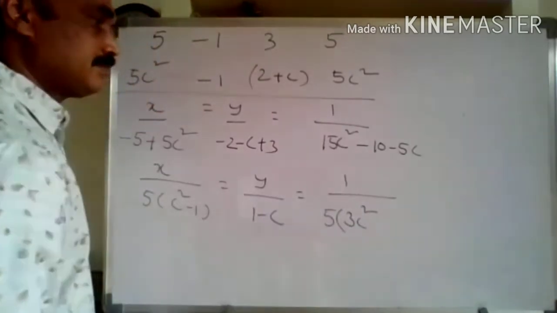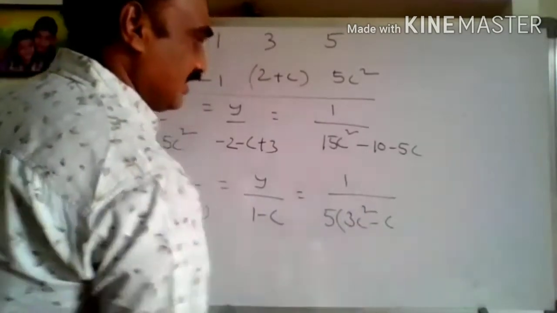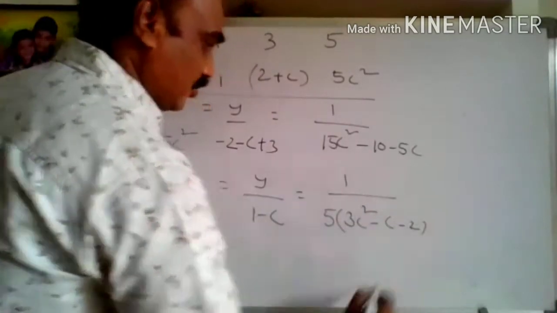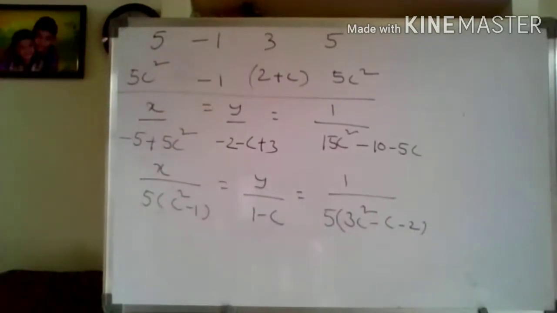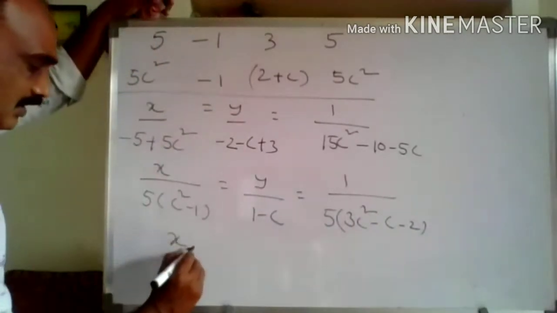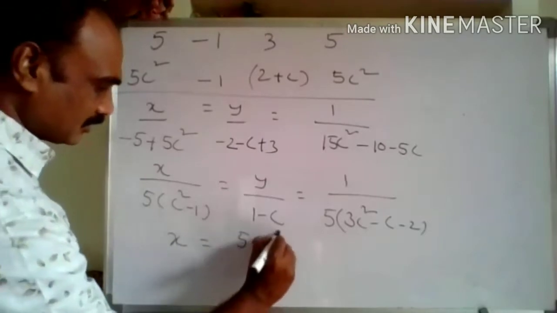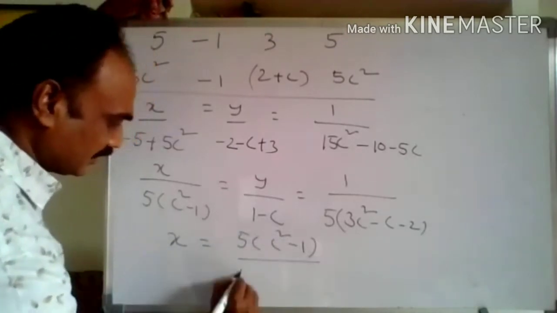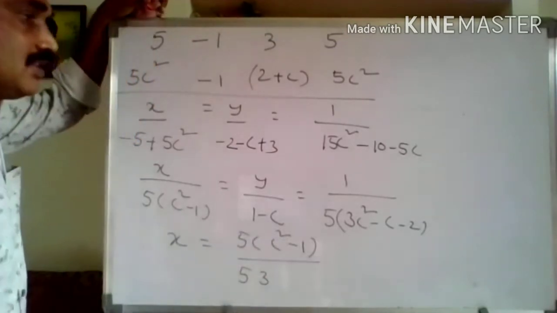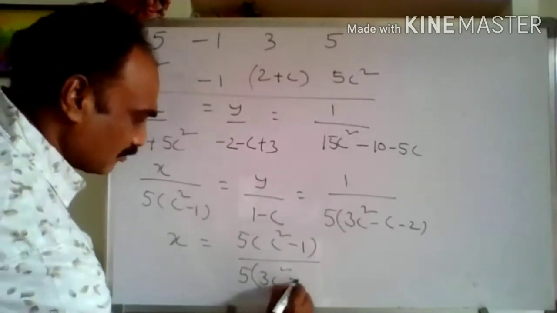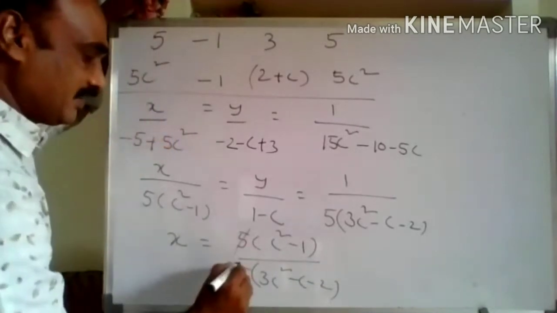And 1 over 5(3c² minus c minus 2). So x is equal to 5(c² minus 1) over 5(3c² minus c minus 2). The 5 gets cancelled.